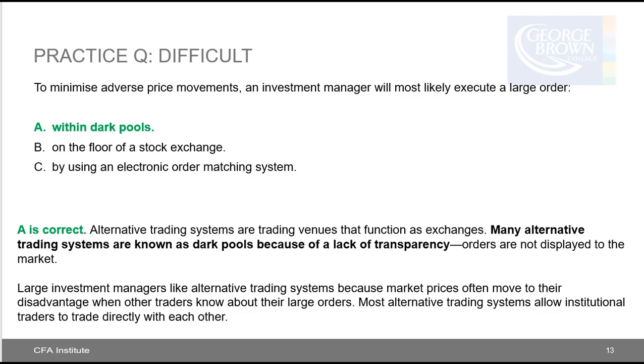To minimize adverse price movements, an investment manager will most likely execute a large order within dark pools. Alternative trading systems are trading venues that function as exchanges. Many alternative trading systems are known as dark pools because of a lack of transparency. Orders are not displayed to the market, so they won't influence the price. Large investment managers like alternative trading systems because market prices often move to their disadvantage when other traders know about their large orders. Most alternative trading systems allow institutional traders to trade directly with each other.